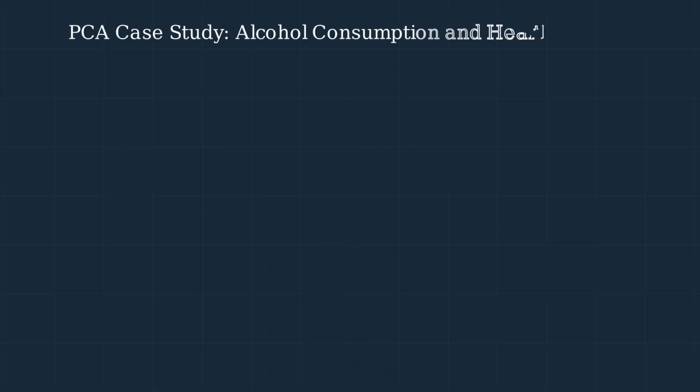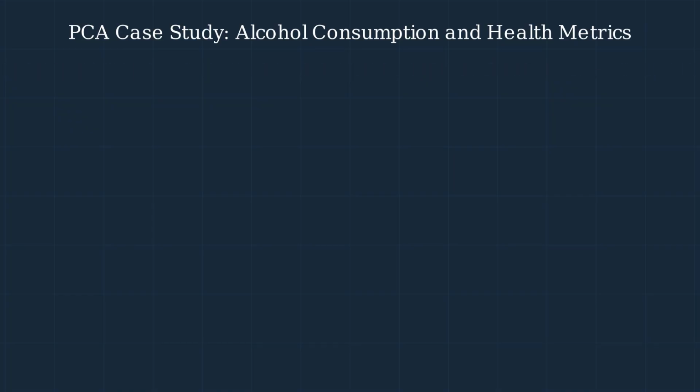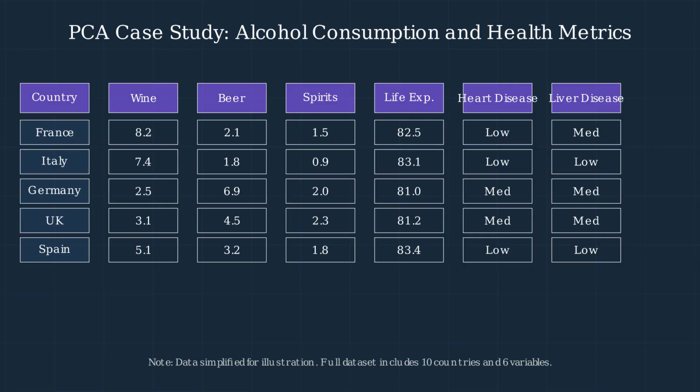In this case study, we'll examine how principal component analysis can reveal the relationship between alcohol consumption and various health metrics across 10 countries. Our dataset contains information about different types of alcohol consumption and health metrics across 10 countries. We're looking at variables such as wine, beer, and spirits consumption, along with health indicators like life expectancy and disease rates.